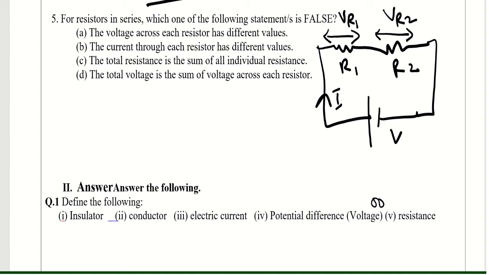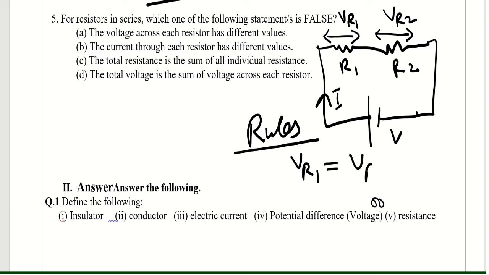The voltage across each resistor has different values. So yes, this is correct. There is a rule of the series circuit that the voltage across R1 is not equal to the voltage across R2. So this is not false. Yes, this is correct.